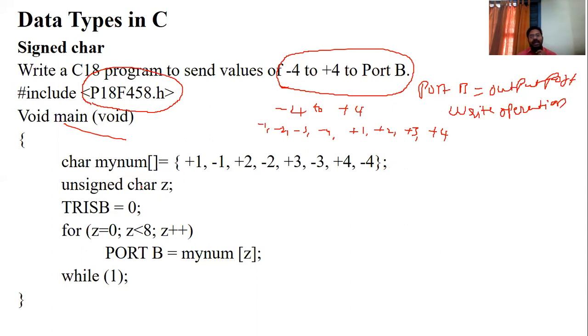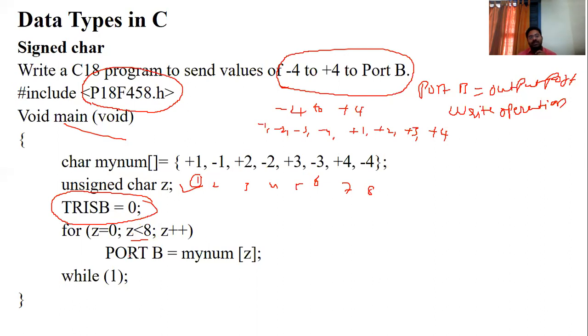All the numbers again, I can assign the value set. I'm assigning the value set. So this is the output port. for z equals 0, z less than 8 values. So it represents how many values here? 1, 2, 3, 4, 5, 6, 7, 8 values are there. So that's why I write z less than 8.